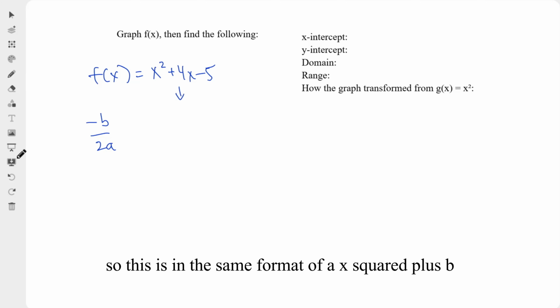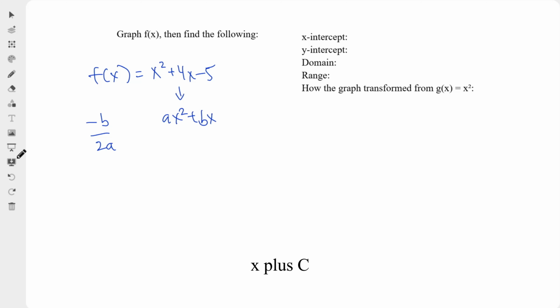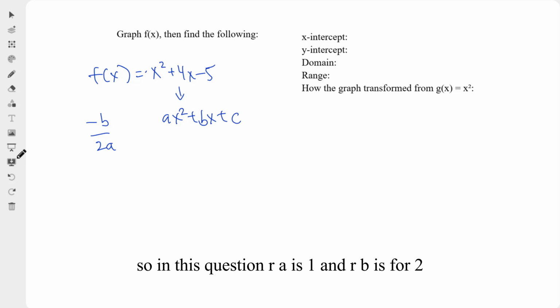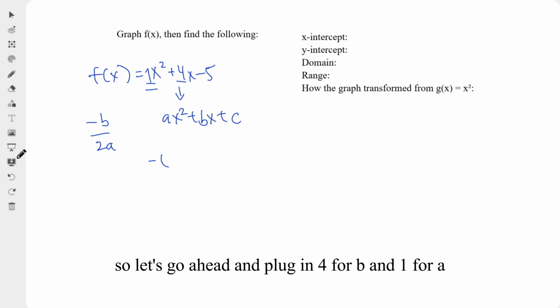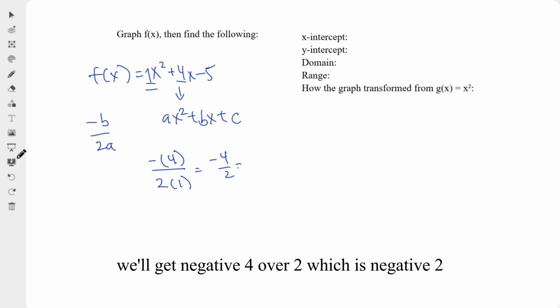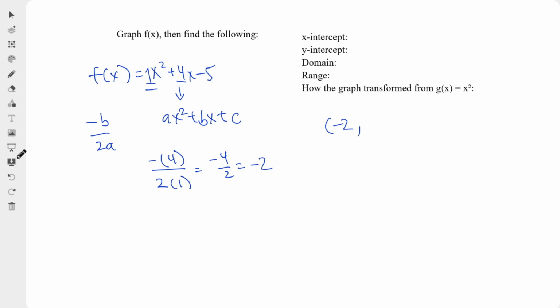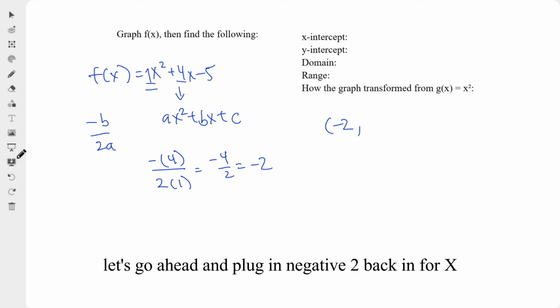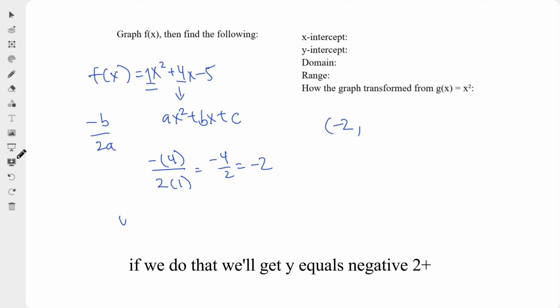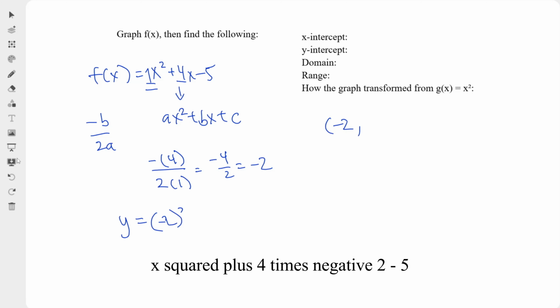So this is in the same format of ax squared plus bx plus c. So in this question, our a is 1 and our b is 4. So let's go ahead and plug in 4 for b and 1 for a. We'll get negative 4 over 2, which is negative 2. So our x value for our vertex is at negative 2. Now to find our y value, let's go ahead and plug in negative 2 back in for x and solve for y. If we do that, we'll get y equals negative 2 squared plus 4 times negative 2 minus 5.